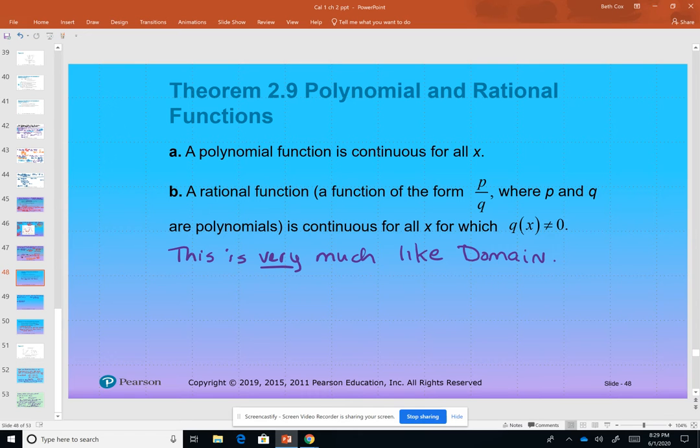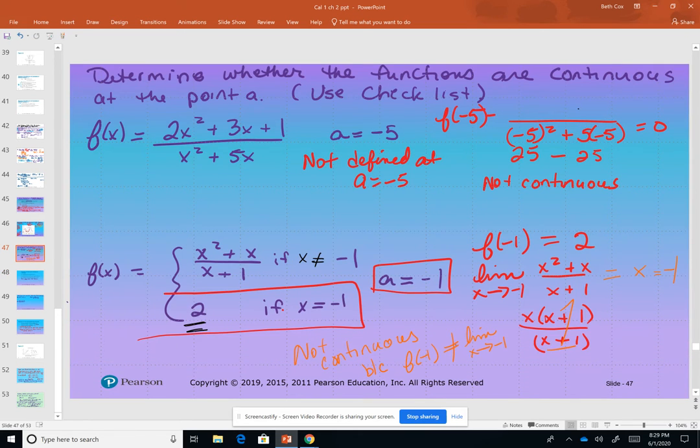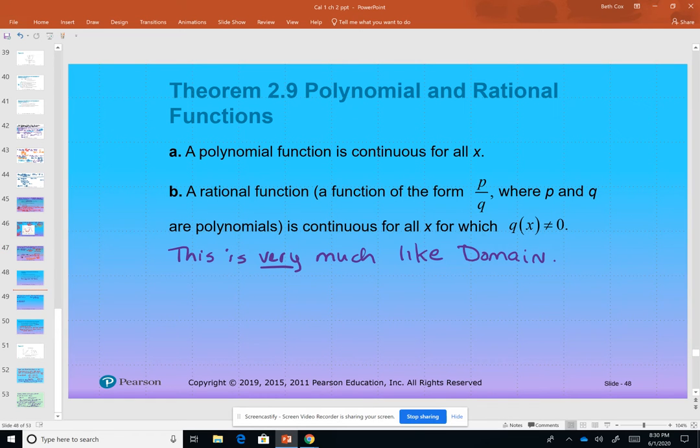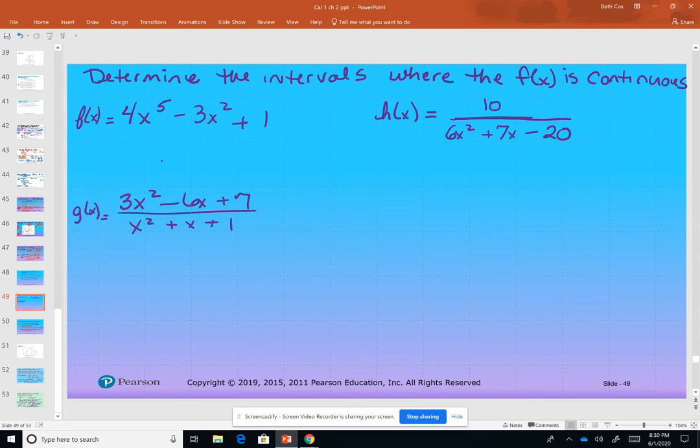Okay, so now if we go back and look at the piecewise function we had on the very last one, this particular function has a domain of every x. This particular function is defined. That's what it means to be in the domain: it is defined for all x's from negative infinity to positive infinity. It is defined for everything, but it is not continuous. So domain is not always going to be the same as continuous.